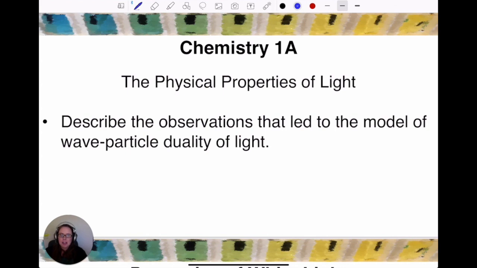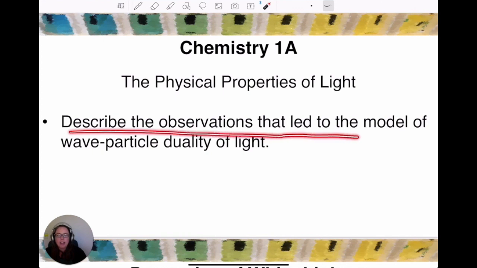So I'm really excited about this last section of the course. It flows very nicely, and I think we're going to have a lot of fun with it. So today we're going to start with physical properties of light. And our goal for today is to describe the observations that led to the model of wave-particle duality, particularly of light, and then be able to explain a little bit about what that wave-particle duality means.